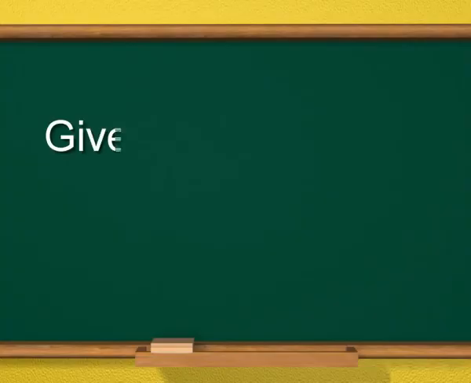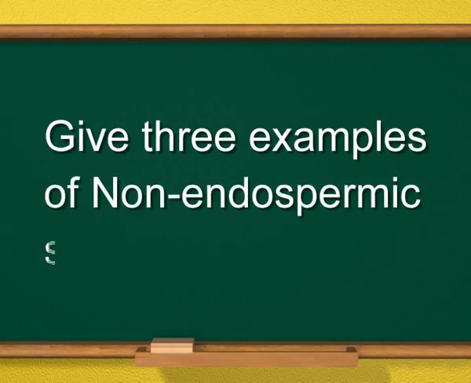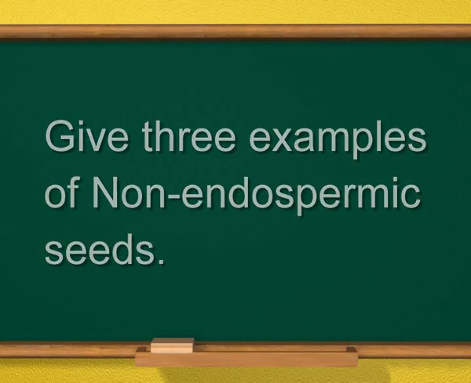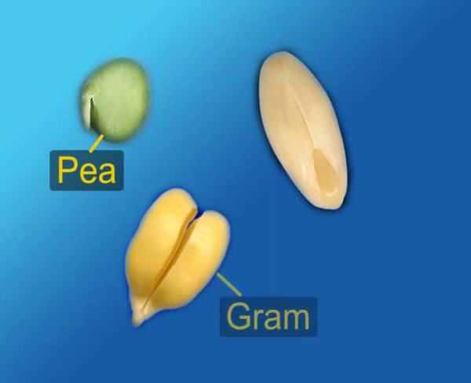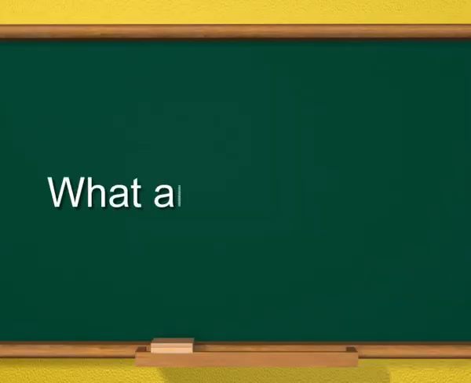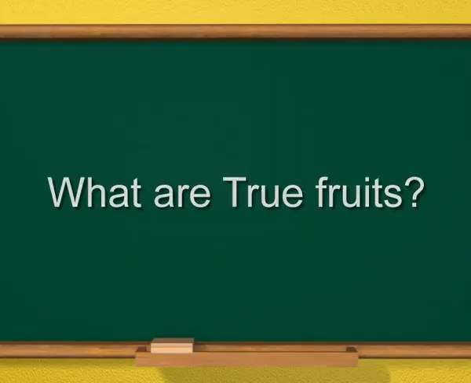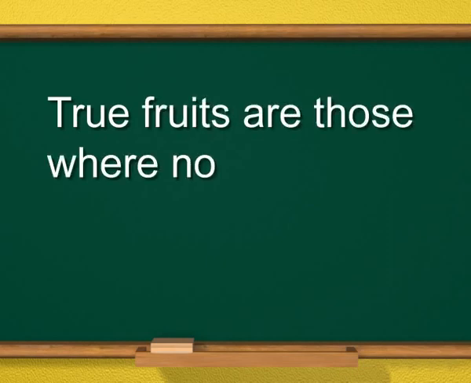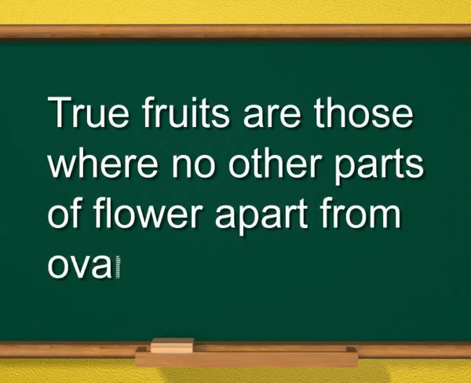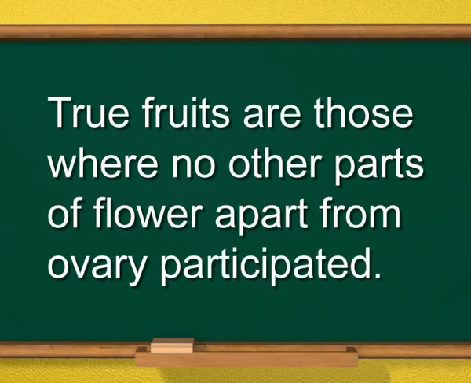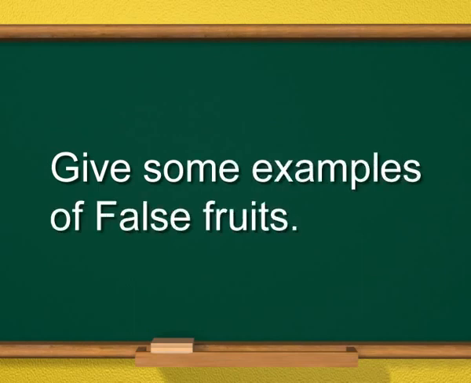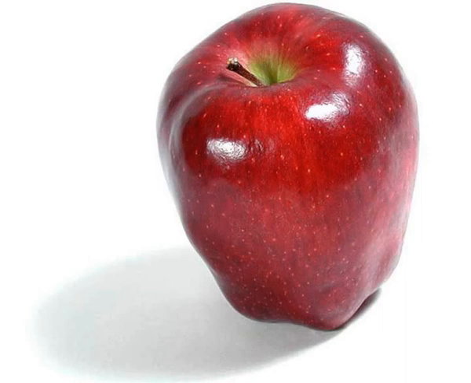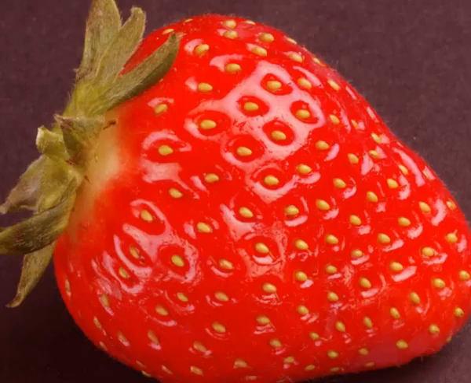Next question is, give 3 examples of non-endospermic seeds. The answer is, examples of non-endospermic seeds are pea, gram, bean, etc. My next question is, what are true fruits? Answer: true fruits are those where no other parts of flower apart from ovary participated. Next question is, give some examples of false fruits. The answer is, example of false fruits are apple, strawberry, etc.